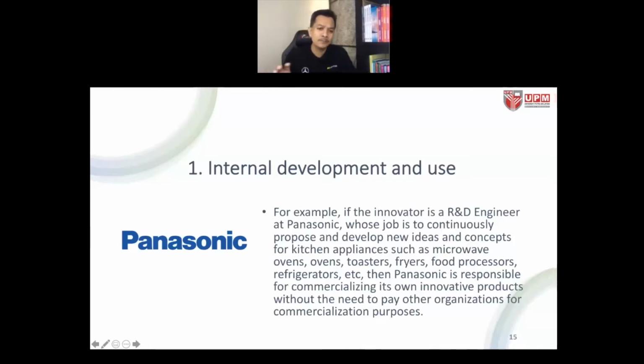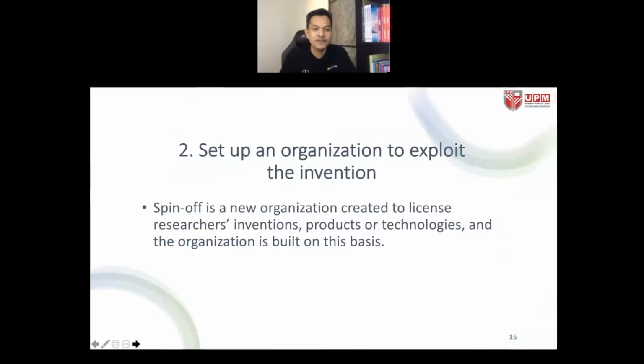Okay, remember, when you can use it on your own, you can also spend money for commercialization purposes, or you can also hire a third party to conduct the commercialization process, right? And then the next one is setting up an organization to exploit the invention, right?